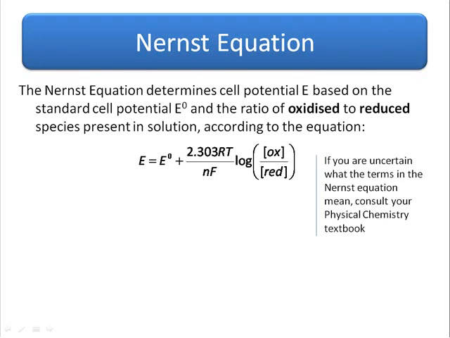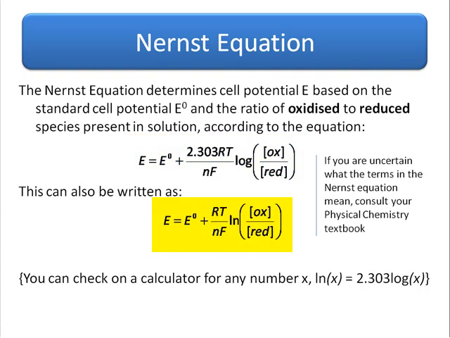Okay, so the first example we're going to look at where logs occur in chemical calculations is the Nernst equation. The Nernst equation determines the cell potential E based on the standard cell potential E0 and the ratio of oxidized to reduced species present in solution, according to the equation given below. And you see here this has a log term in it. It takes the log of the ratio of concentrations of oxidized to reduced species.